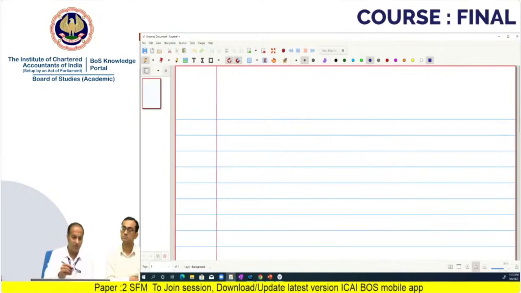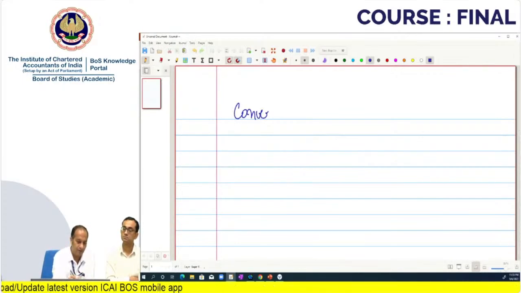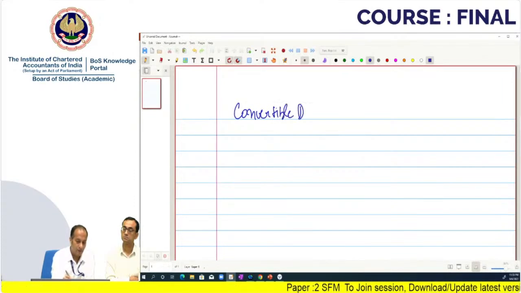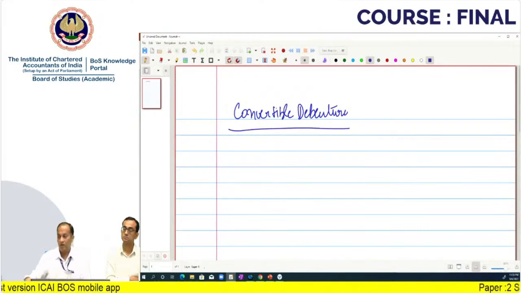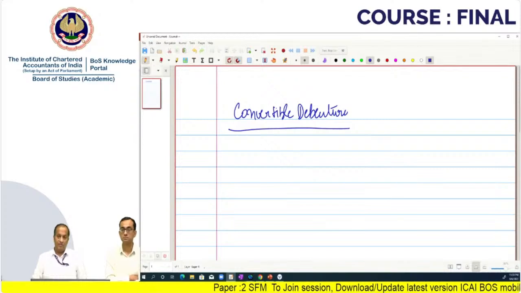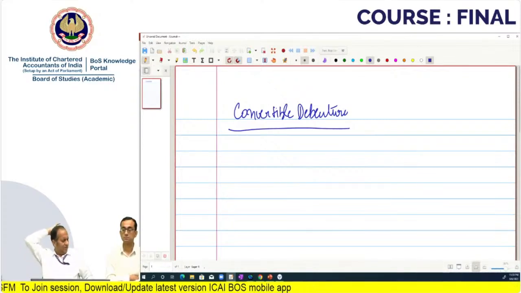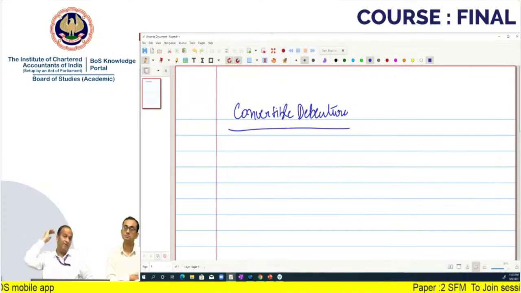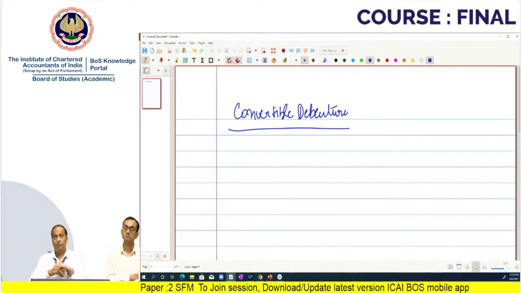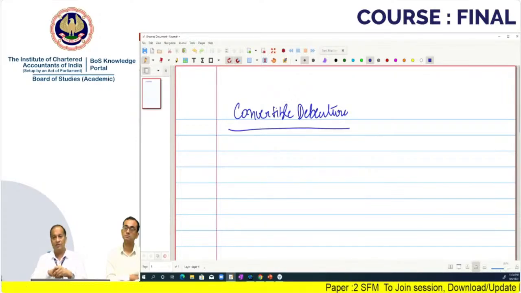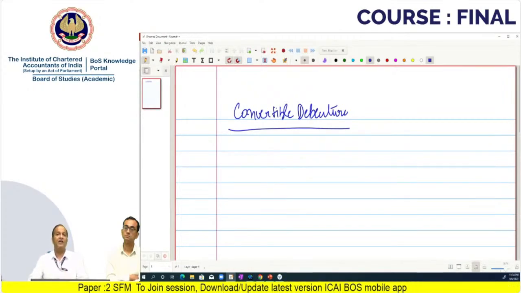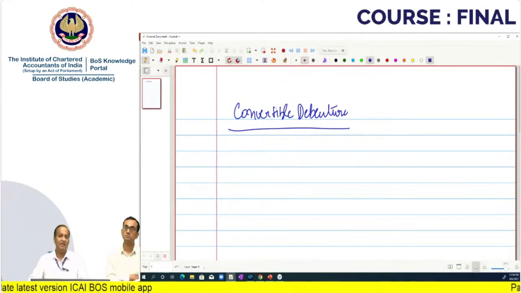Now I am coming to one of the most important topics, that is the convertible debenture. Now student, it is very important. I will discuss with you the financial aspect. What is a convertible debenture and why is it important? It is important because sometimes we may be interested in acquiring the equity of a company, but it may not be available in the market. So we can take the conversion route.